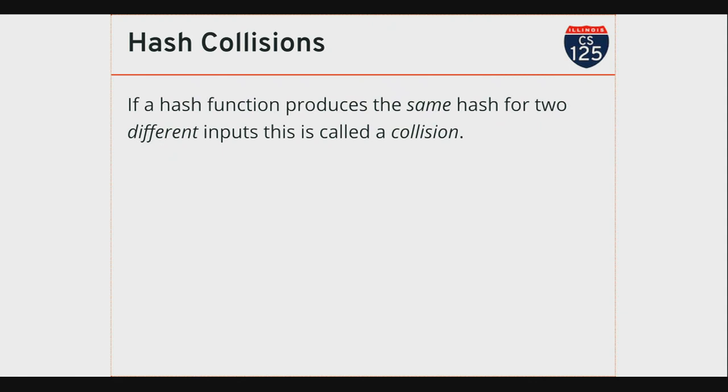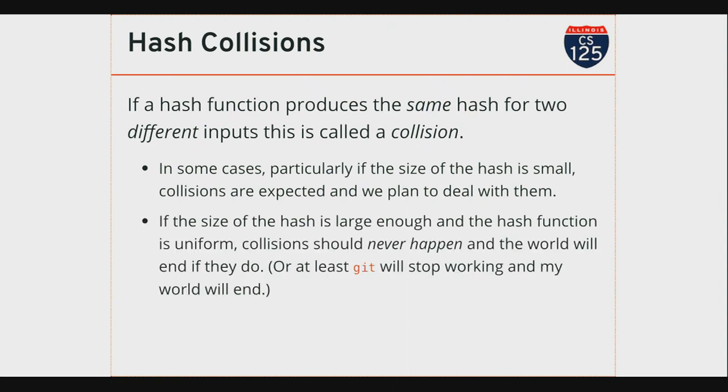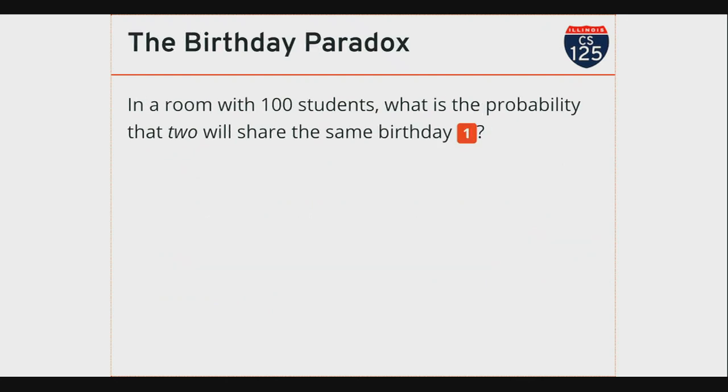People find two different files that have the same SHA-1 hash value, right? And then they'll show you all the terrible things that happen to Git once this takes place. All right. So again, in some cases, if we've decided that the output of our hash function is small, we expect collisions and we have to be ready for it. If the hash value is large enough, then essentially we do not expect any collisions at all. And if the hash function is uniform, right? So again, Git will essentially totally melt down if this happens, okay?